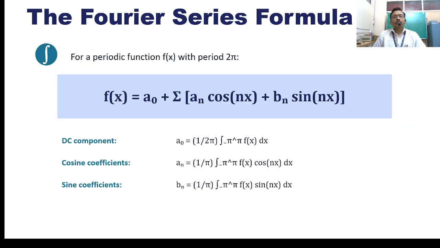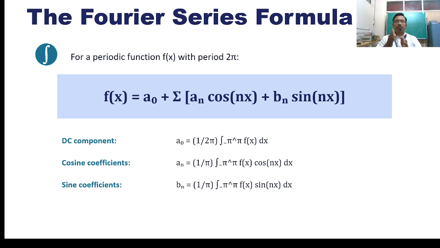The Fourier series formula is a naught plus summation of an into cos nx plus bn into sin nx, where we have to calculate the constants a naught, an and bn. a naught is called the DC component of the Fourier series, whereas an is called the cosine coefficient and bn are called the sine coefficients.